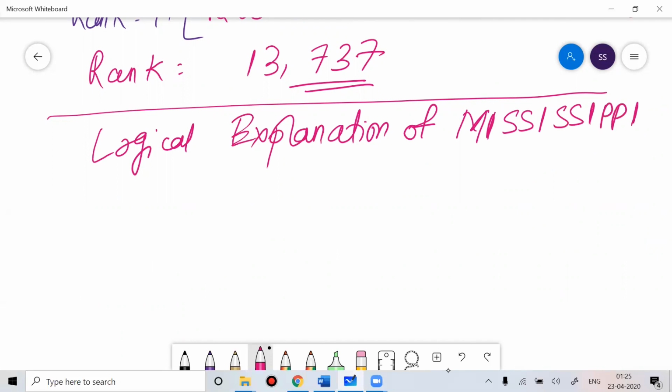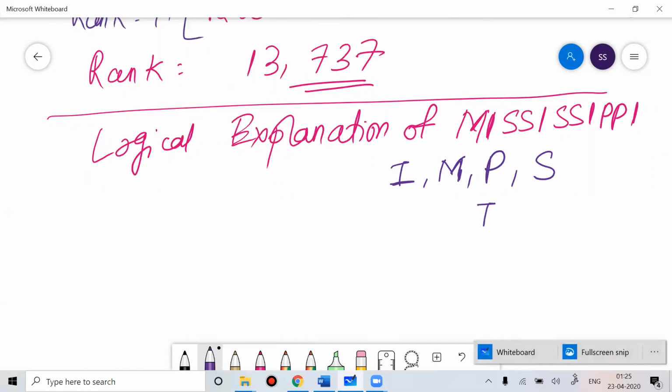So here what is important for you to understand is that I is your first letter, then after I, M is coming, after M, P is coming, after P, S will come. Okay, how many times is I there? I is there 4 times. Then P is there 2 times, S is there 4 times, and M is there once. So this is basically an 11 letter word.